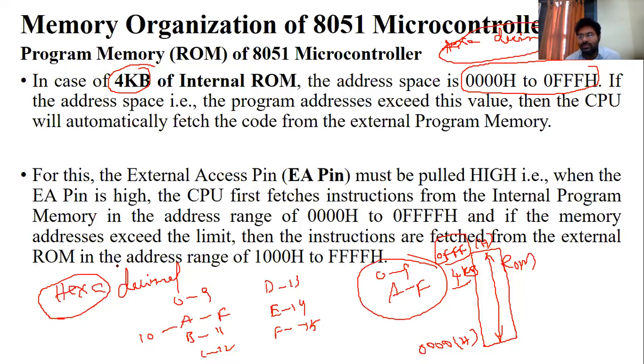Now suppose this 4 KB memory is not sufficient to store all the programs. Then you may connect some external memory, external program memory, nothing but external ROM, here. So how to connect that one? If you are accessing external memory, we are going to use the EA pin. EA means external access pin, the EA bar pin.